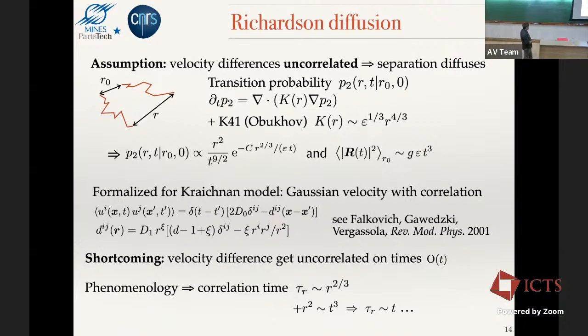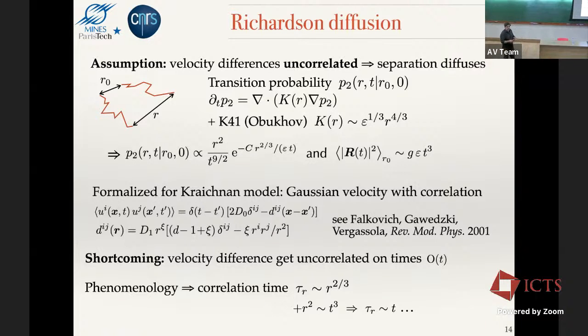The problem of this approach is the following. What you want to say phenomenologically is that at each time step, your velocity difference is like R to the 1/3, but it's independent of what happened at the previous time step. Okay, so this is the white noise thing. Which means that you will need to coarse grain on times which are longer than the correlation time associated to your velocity at a given scale R.